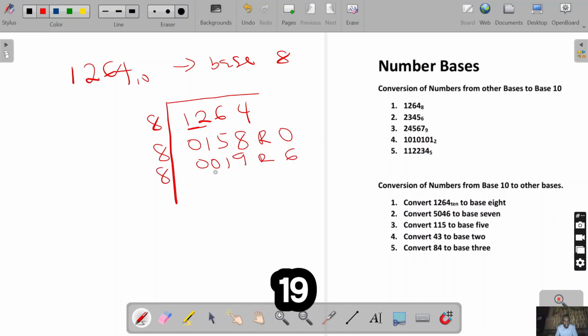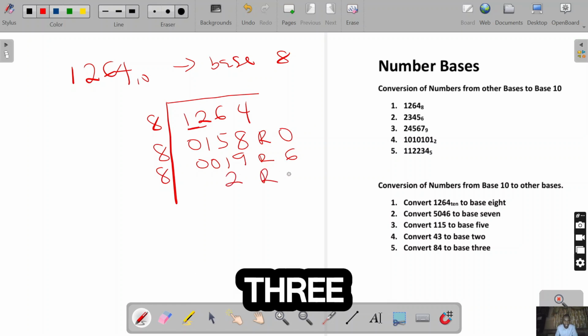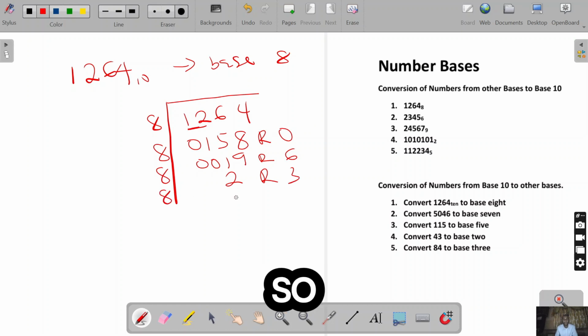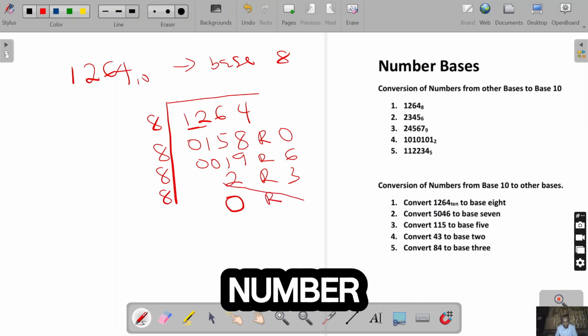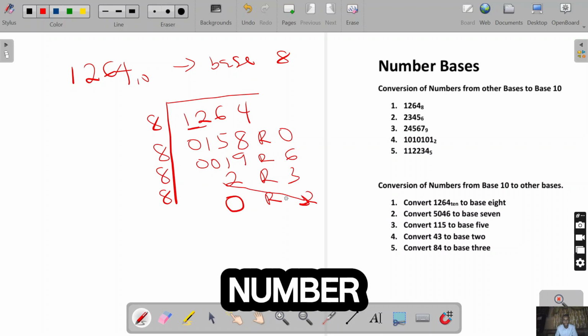8 goes in 19. That will be 8 times 2 is 16. Remainder 3. 8 goes in 2. It's not possible, so you just put 0. 8 cannot go in 2. Remainder, it should be the same number. You can see I'm putting an arrow there. The remainder is this same number, 2.